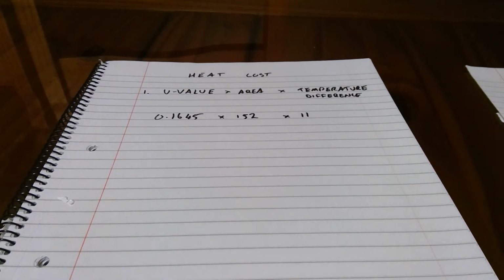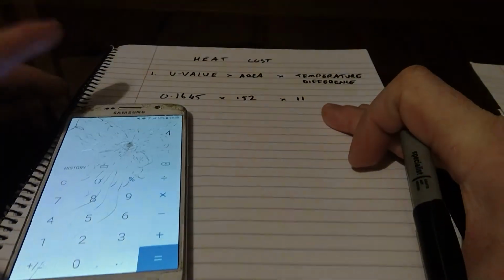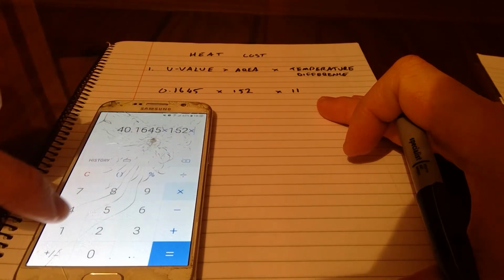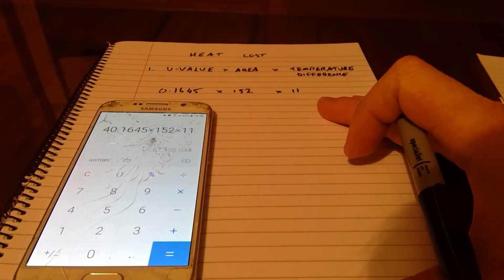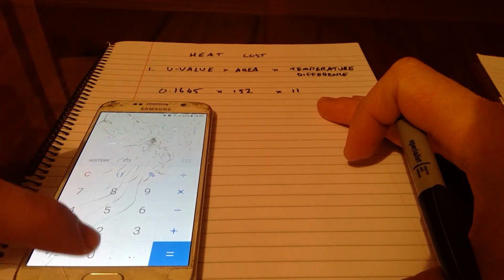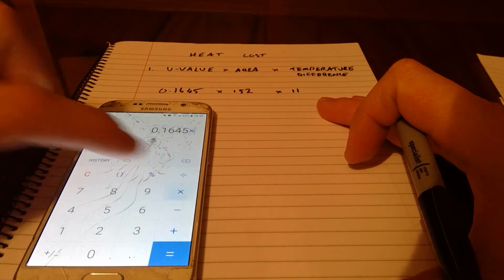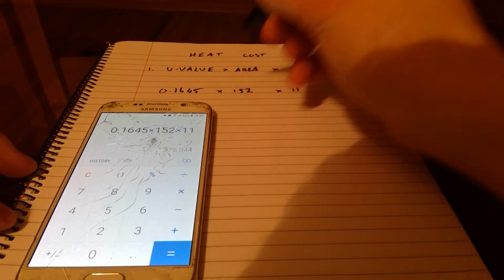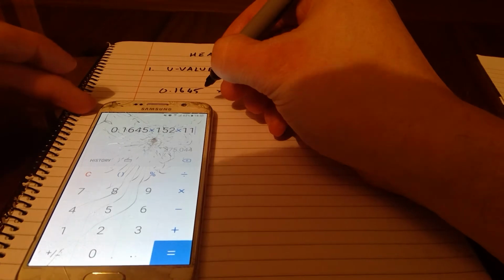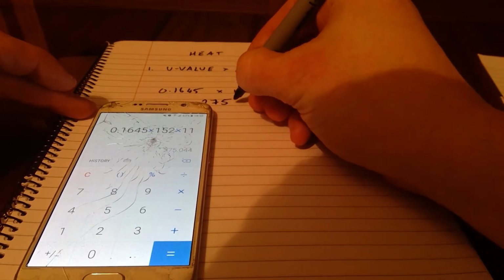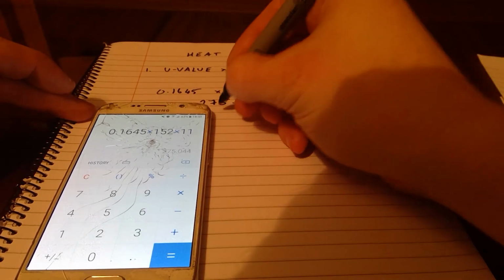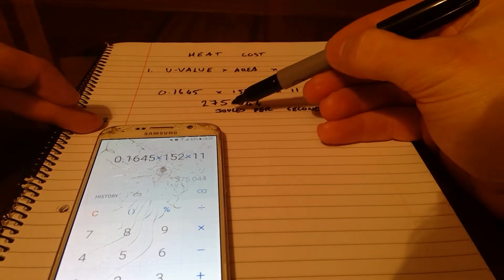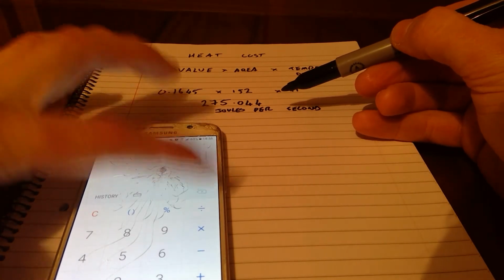So we'll get our calculator and we will do that up. 0.1645 multiplied by 152 multiplied by 11. Apologies, you can see there I've made a mistake, so I need to clear that. 0.1645 multiplied by 152 multiplied by 11, which gives us a total heat loss per second of 275.044, and that is joules per second. Technically speaking, you don't have to put in that unit of measurement. I am just putting it in to show you. And again, a joule is a unit of energy.